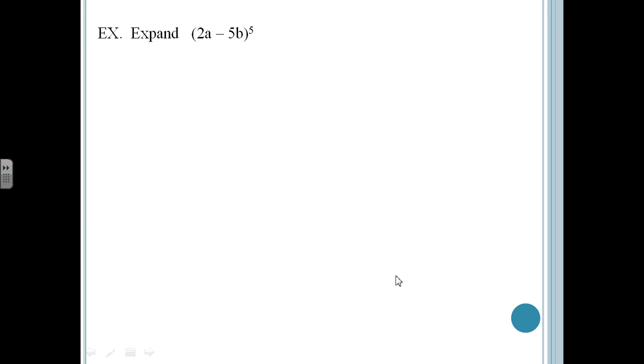Let's try expanding (2a − 5b) raised to the fifth power. First of all, we know that this is the row that we're going to be using from Pascal's triangle to get the coefficients. So our first term, we take 2a and raise it to the fifth power, with coefficient 1. Next term, we have our coefficient of 5. Then we're going to take 2a and raise it to the fourth power. And then we have the negative 5b raised to the first power.